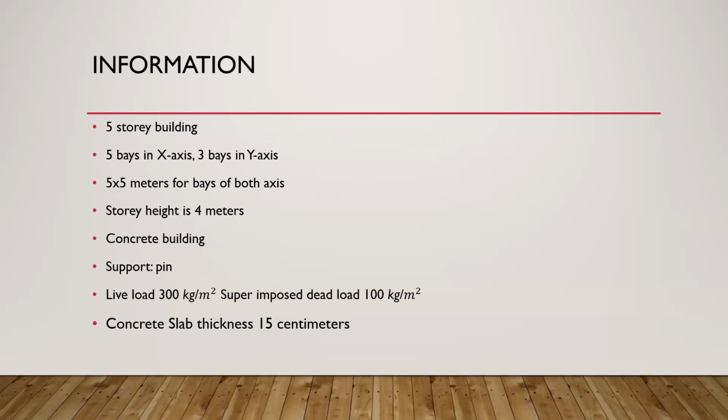For the information, we design a 5-story concrete building, 5 multiplied by 5 meters for each bay in the X and Y axes, and the story height is 4 meters. We use pin for the support. For the loads to analyze, the live load and superimposed load are 300 kg per square meter and 100 kg per square meter respectively, and the concrete slab thickness is 15 centimeters. Next.